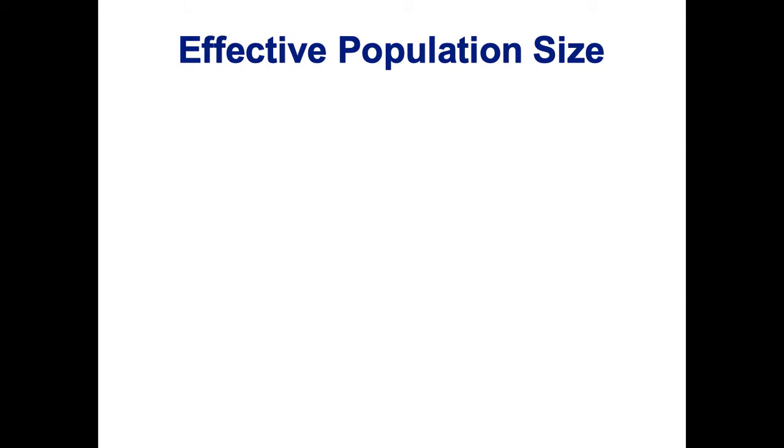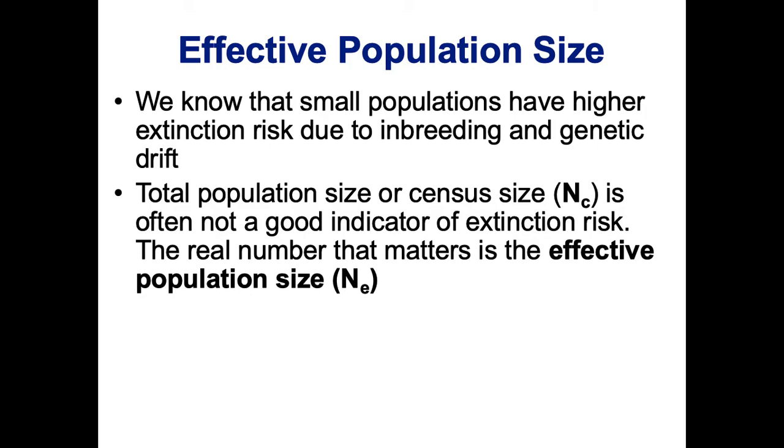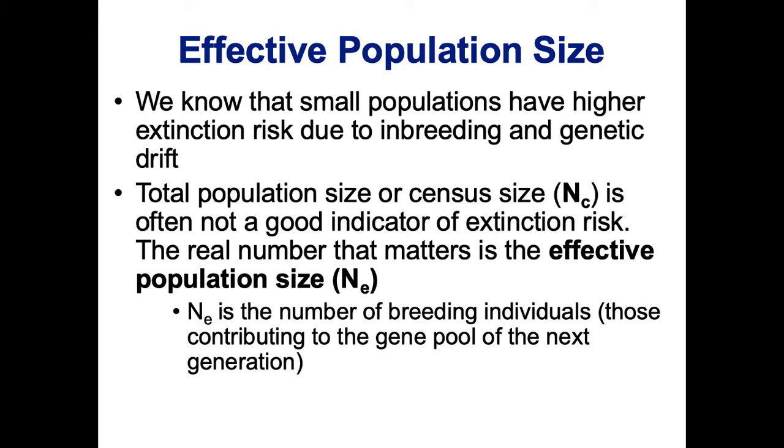The next concept is effective population size. And we know that small populations have a higher extinction risk due to inbreeding and genetic drift. The total population size, sometimes called the census size, is sometimes not a good indicator of extinction risk. The real number that matters is called effective population size. And this is the number of breeding individuals, those contributing to the gene pool of the next generation.